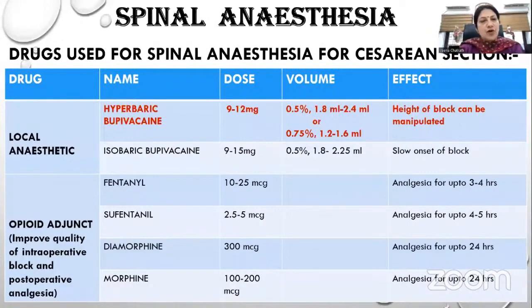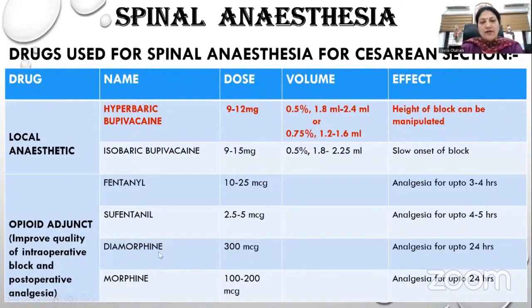Various drugs which can be used for spinal anesthesia are hyperbaric bupivacaine. Dose is 9 to 12 milligram. Hyperbaric and isobaric bupivacaine can also be used. But with isobaric bupivacaine, there is slow onset of block. And various opioid adjuncts can also be used to improve the quality of intraoperative block and postoperative analgesia. Various adjuvants which can be used are fentanyl, sufentanil, diamorphine, and morphine.